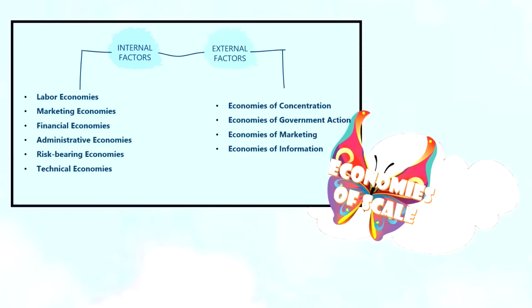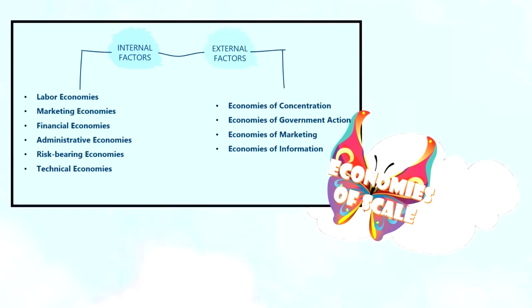As we can see right now, the economies of scale are divided by two factors, which are internal factors and external factors. And now we move to the internal factors. Internal factors happen inside an organization. We have a lot of internal factors that have been listed on the screen right now. So now we proceed to the labor economies.